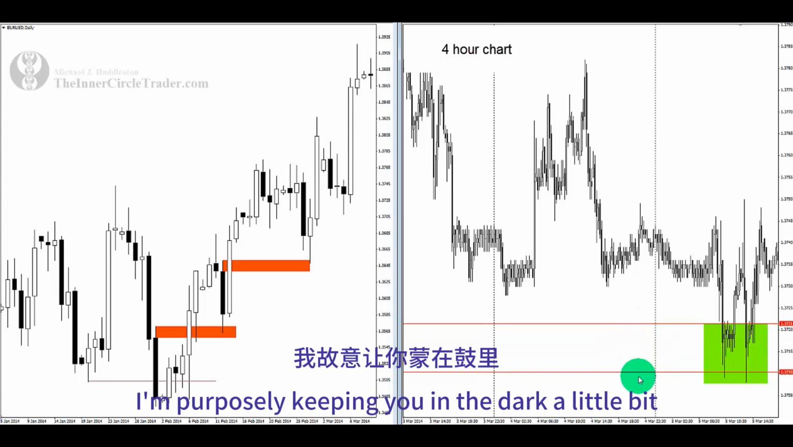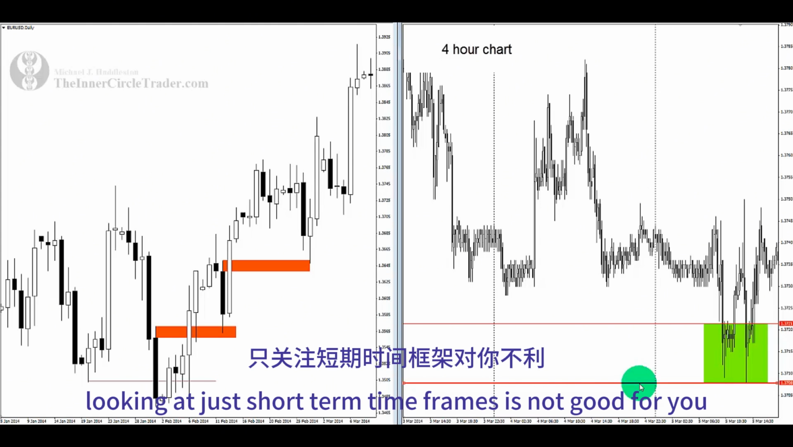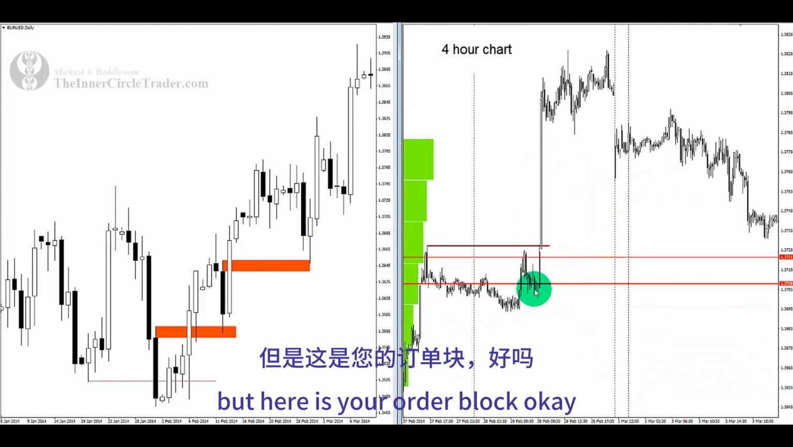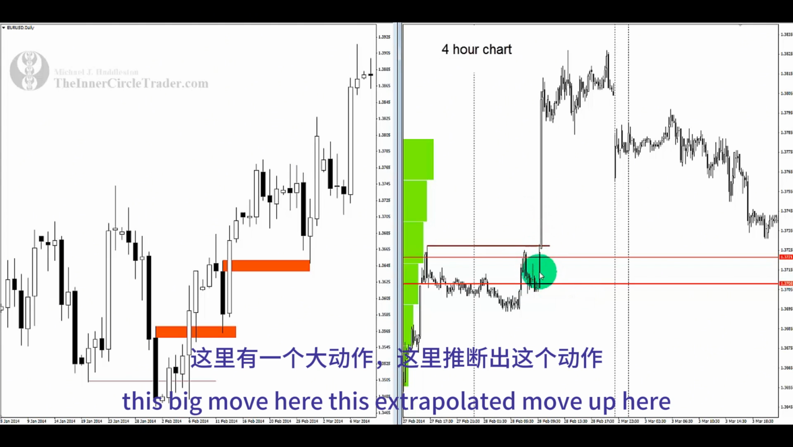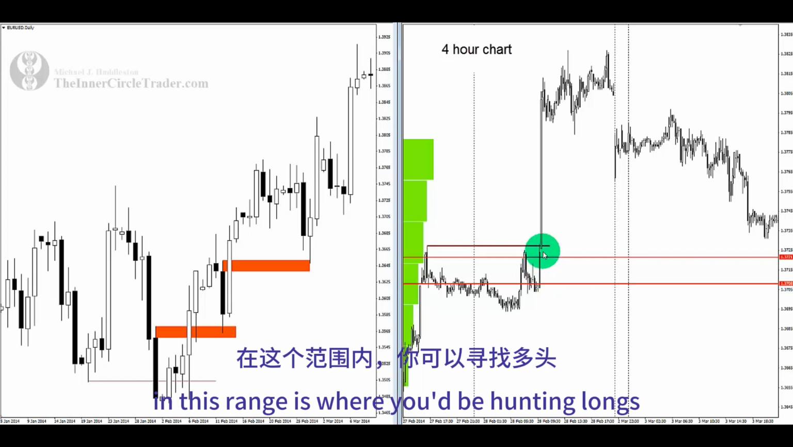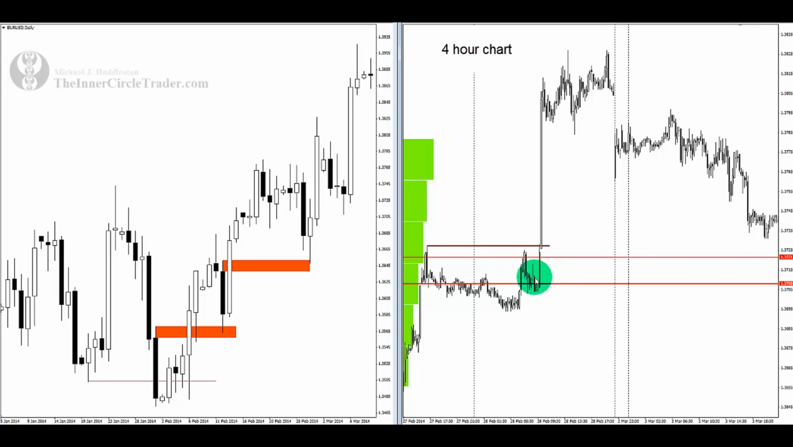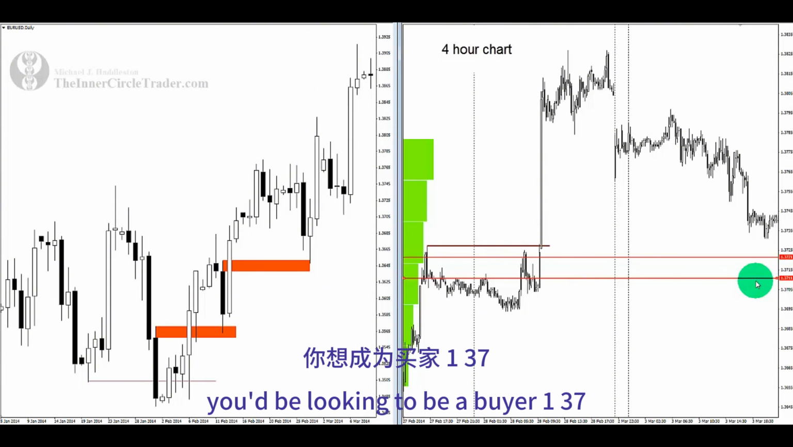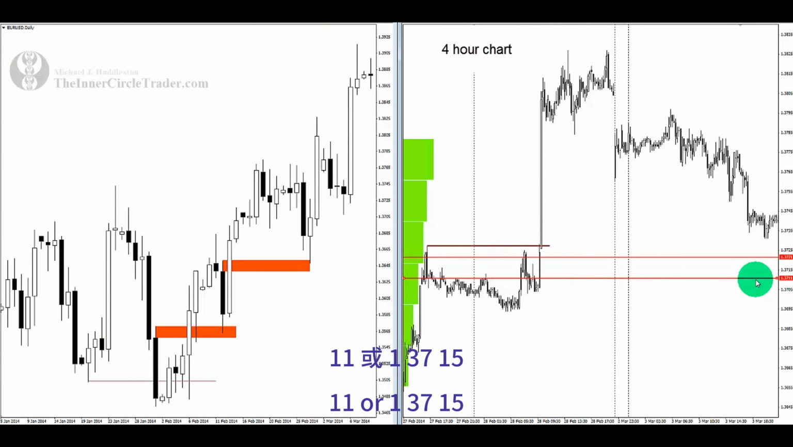I'm purposely keeping you in the dark a little bit because I want you to see why looking at just short-term time frames is not good for you. It's not good for you at all. But here is your order block. This big move here, this extrapolated move up in this range, is where you'd be hunting longs. Fine tune it down to this level here, right there to the opening and high. You'd be looking to be a buyer at 137.11 or 137.15.